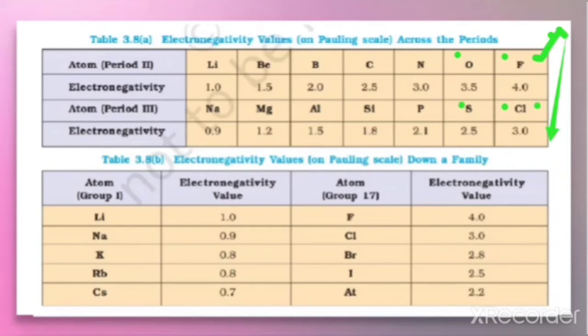So the electronegativity increases left to right in a period, but top to bottom electronegativity is decreasing. That means when you check these values, you can find that top to bottom the value is decreasing. So from this we can conclude that fluorine is the most electronegative element because it is on the extreme top and extreme right hand side.